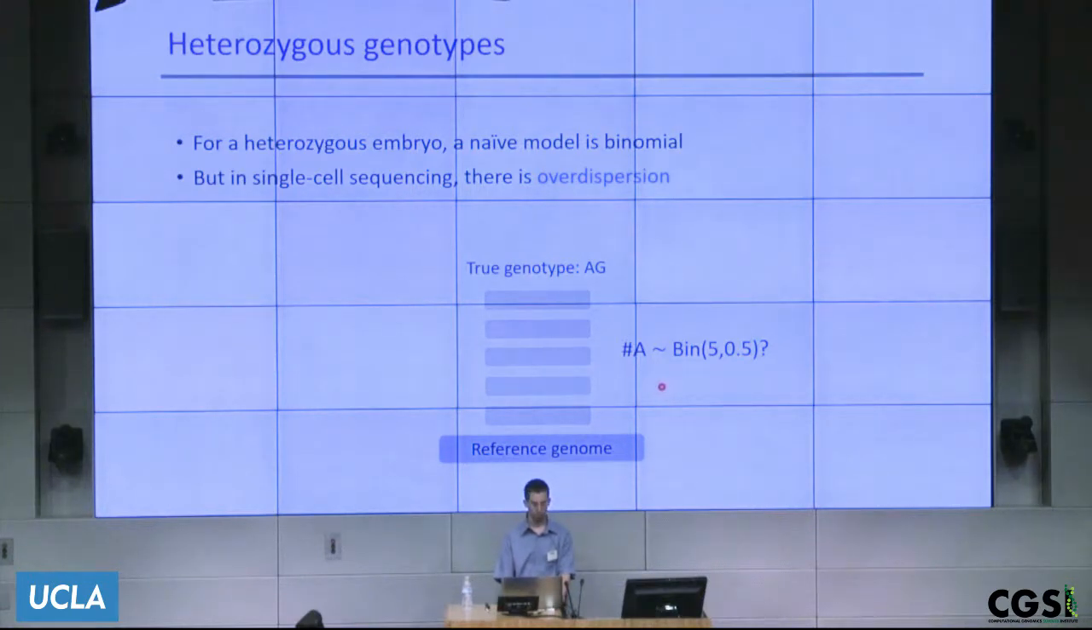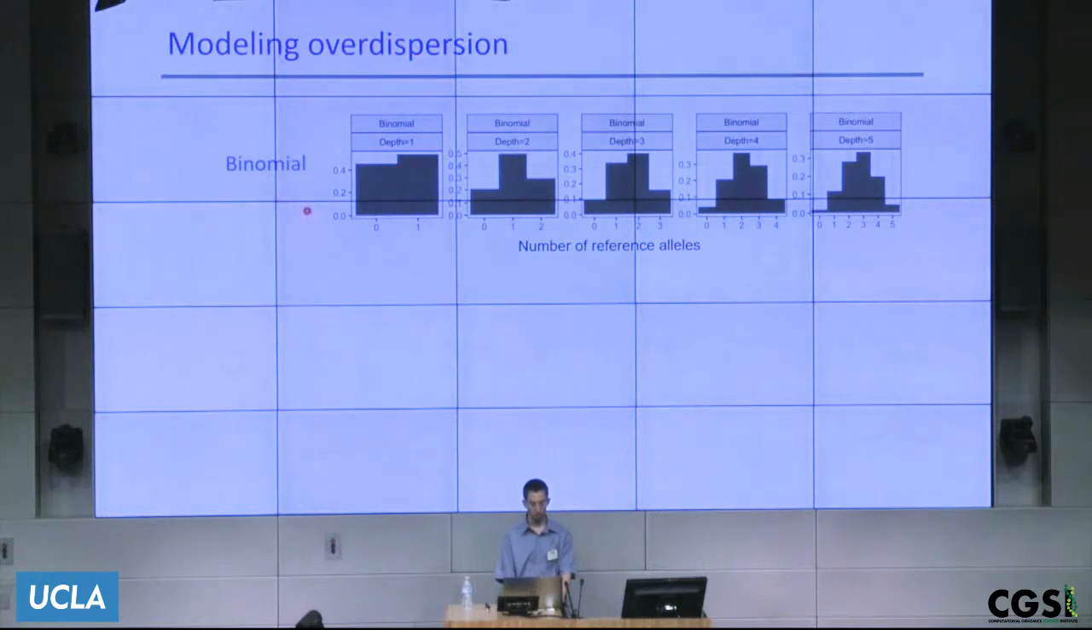So let me demonstrate what we see. Here I'm showing you five plots, one for each depth or coverage. Here we have only one read covering the site, here we have 2 reads covering the site, etc. And this is showing the distribution of the number of reference alleles that we observe if the distribution was binomial. For example, if we have just one read, it has probability 50-50 to be either the reference or the non-reference allele. Actually, it's not exactly 50-50, but we observed a slight reference allele bias, where the probability of observing a reference allele is a bit higher.